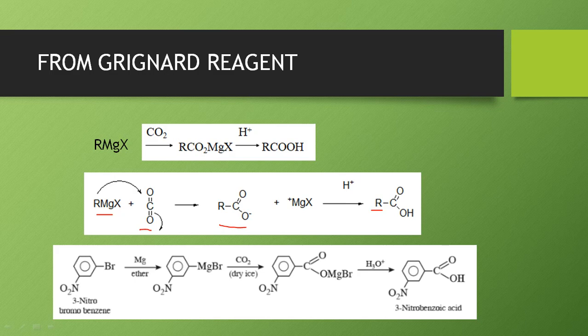Now, one very important conversion, 3-nitrobromobenzene to 3-nitrobenzoic acid. Now, how will you do it? You have to add one carbon atom. So, the method is first you convert it into Grignard reagent by reaction with magnesium. Then, with carbon dioxide, just increase a number of carbon and then on hydrolysis you will get 3-nitrobenzoic acid.